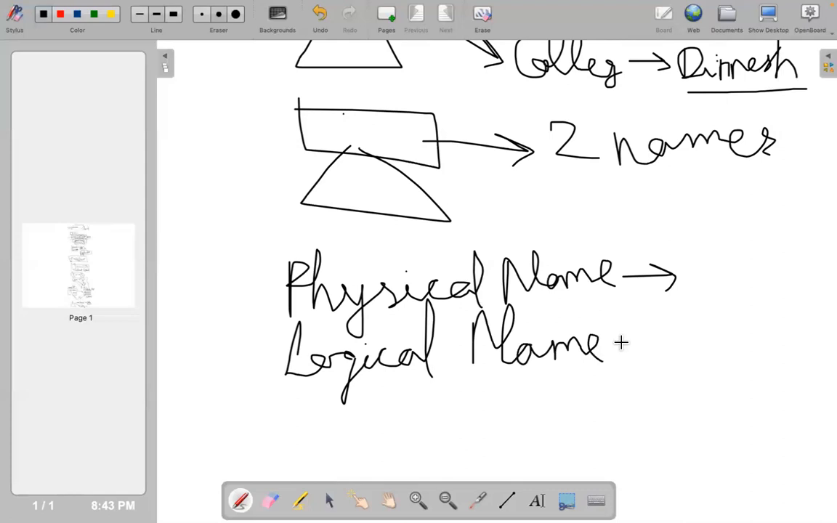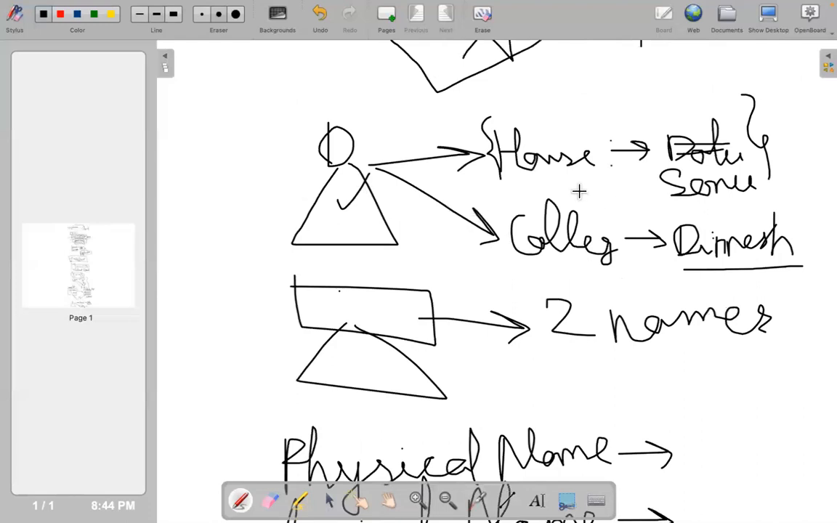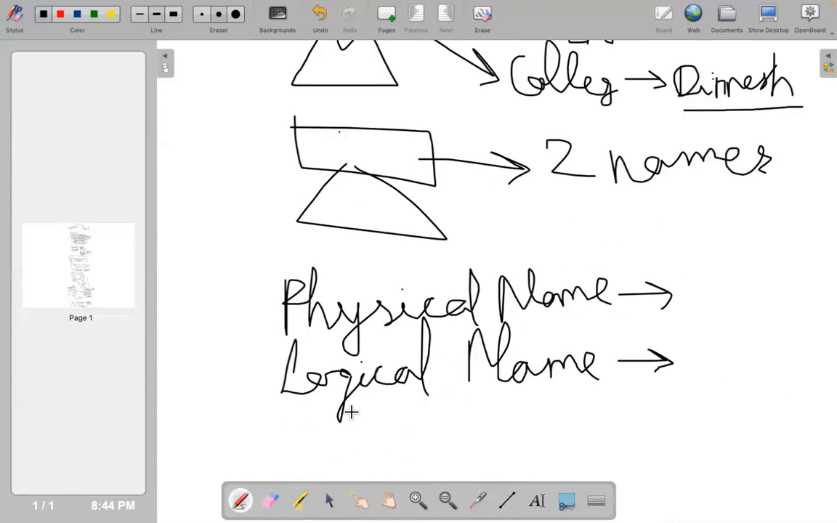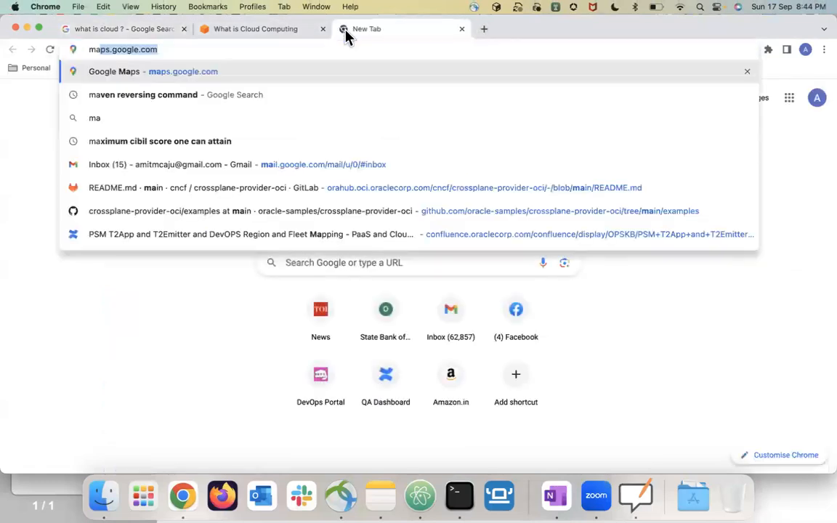Physical name and logical name. So for your case, this will be your logical name, LN. Logical name is generally the IP address, in the sense of computers. Everybody will know you, or the computer, by the logical name. Physical name is called the MAC address, machine access control address. Okay, I thought it was an Apple address.